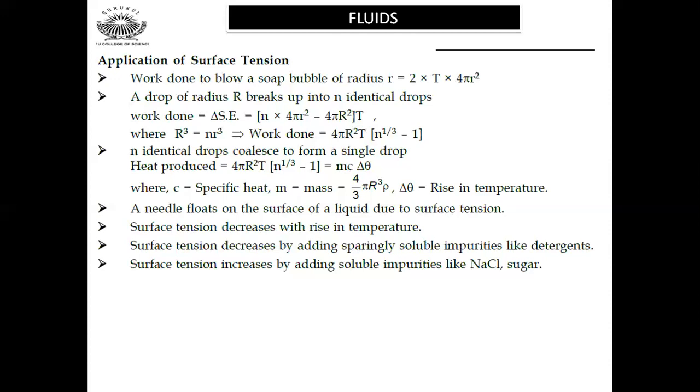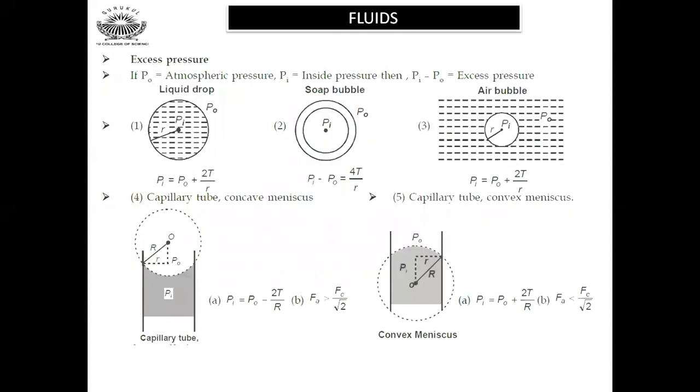A needle floats on the surface of a liquid due to surface tension. Surface tension decreases with rise in temperature. The surface tension decreases by adding sparingly soluble impurities like detergents, and surface tension increases by adding soluble impurities like NaCl and sugar. So these are the important points related to surface tension, which should be kept in mind while solving the numericals.